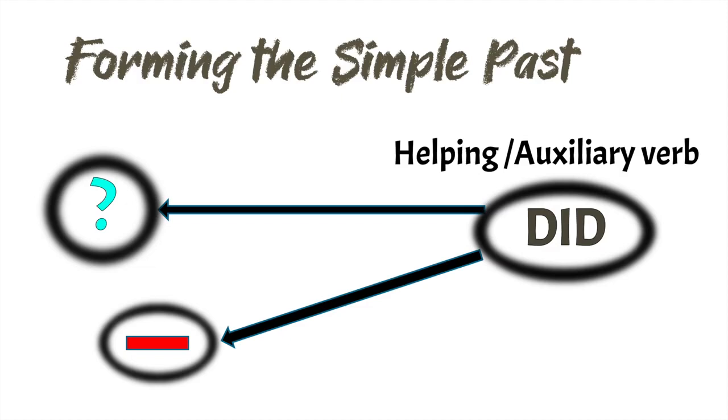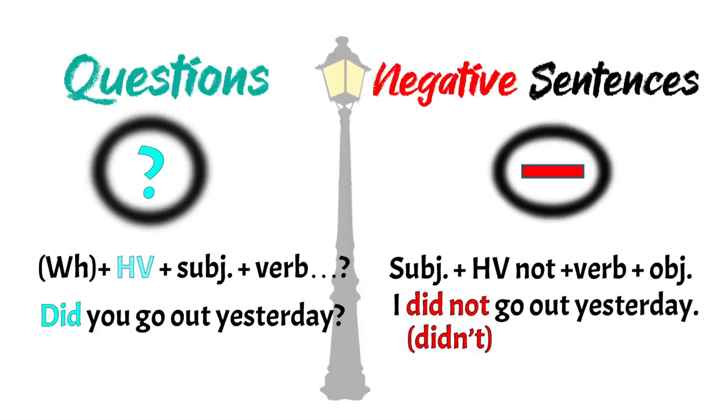So, how do we form the simple past? First of all, we need a helping or auxiliary verb. In this case, we chose did. And did, we use did for questions and for negative sentences. So let's look at questions first. Okay, WH question word if you have one, like where, how long, etc., plus the helping verb, did in this case, then subject and then the verb. Okay, like in our example, did you go out yesterday? Okay, that's a good example.